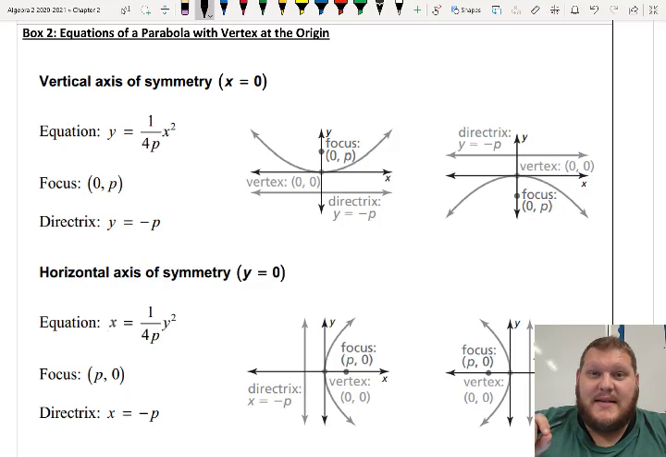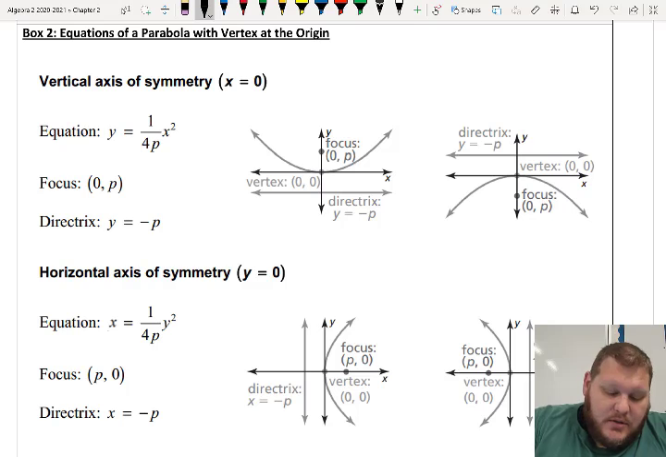Because again, p is that distance from my vertex up to my focus, or down to my focus in the case of a downward opening parabola. So if you know what p is in your equation, you know everything that you need.